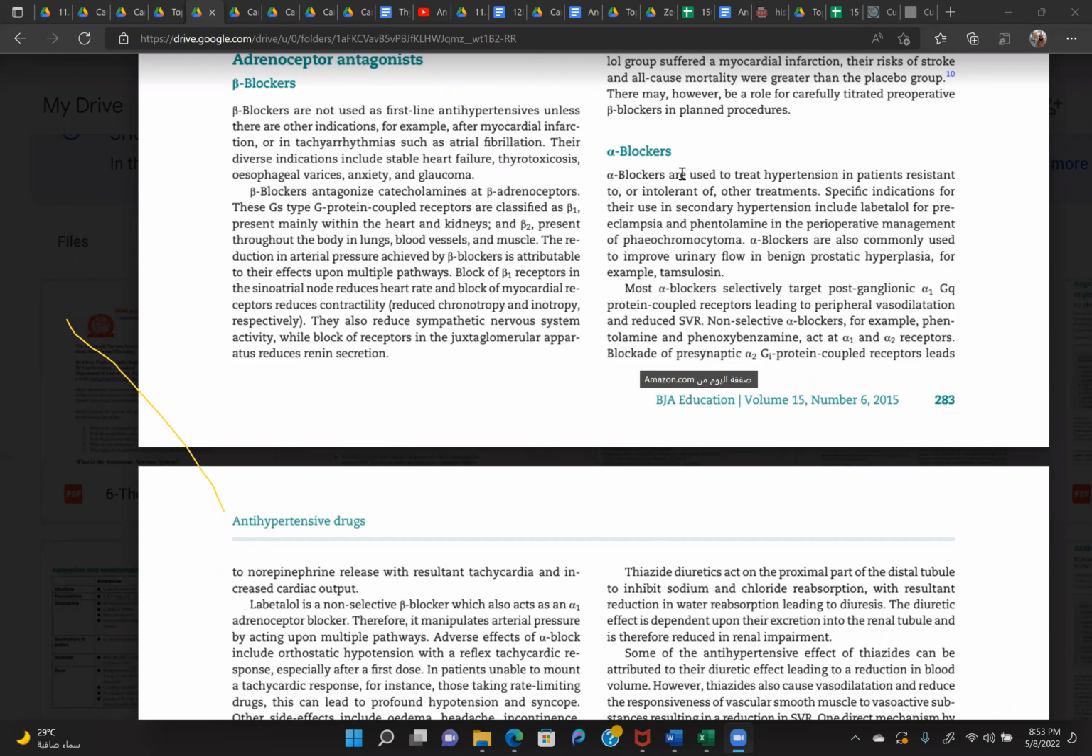Another thing is that alpha 2 receptors are usually presynaptic. So when their stimulation occurs, there is a decrease in sympathetic outflow. Which medication is used for that purpose? It is a presynaptic alpha 2 agonist. What is that medication? Dexmedetomidine and clonidine.